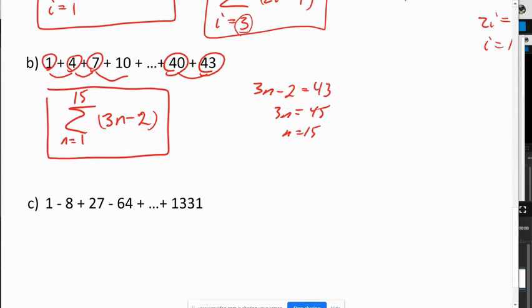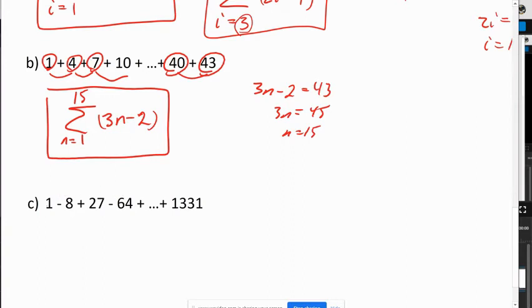Okay, in the next example, we see that it's not a linear expression because the difference from term to term is not consistent. A couple things we should notice, though, is that the signs are alternating. It goes minus, plus, and so on. So we're going to have to account for that.